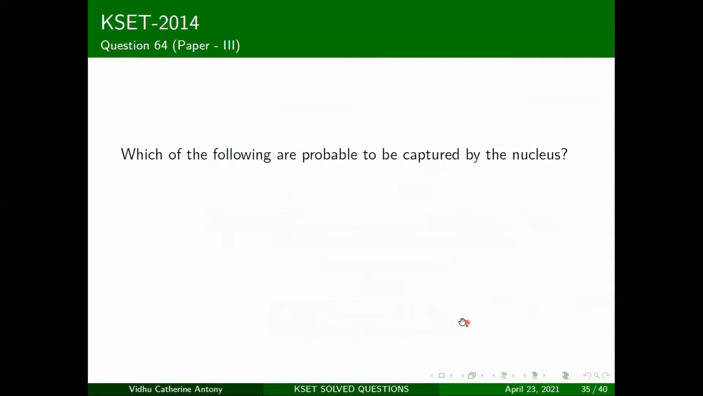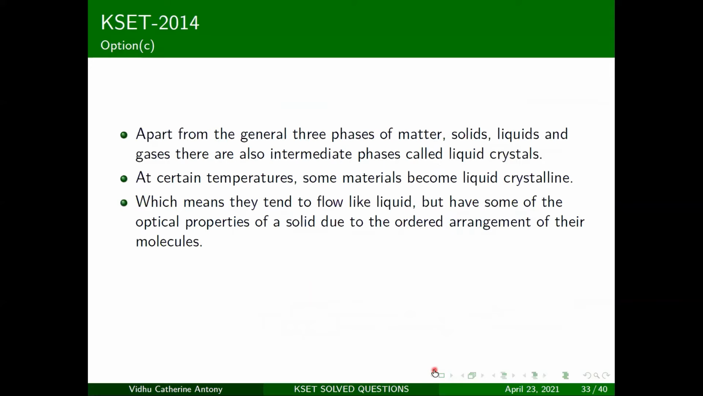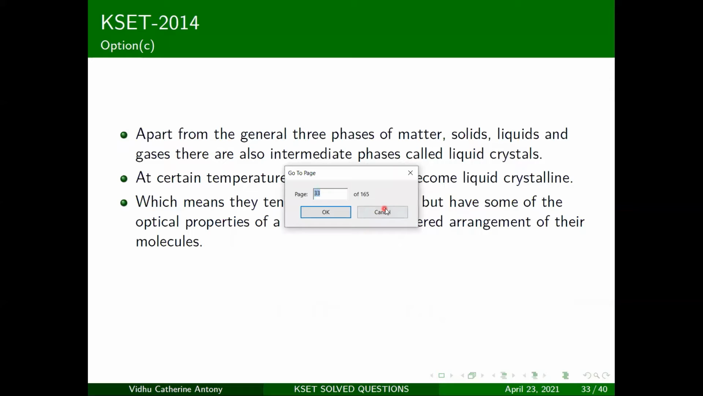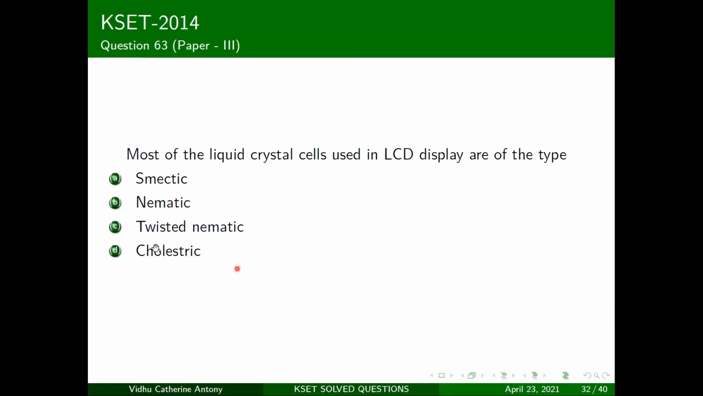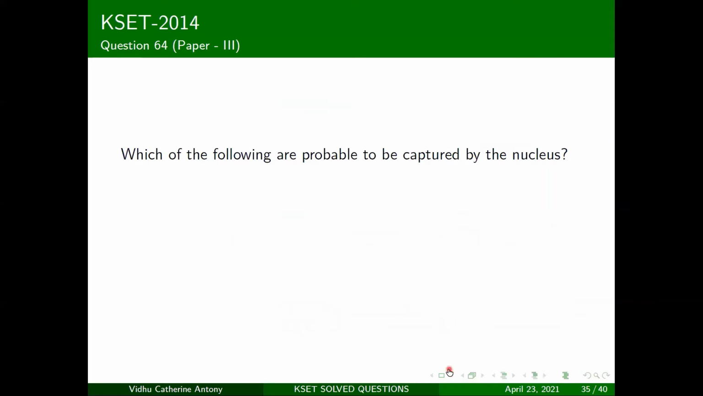Okay, so what is the option that we have to check? The option that we have to check is option C, twisted nematic. Okay, so yeah, this is very easy. This is something that you all know actually.